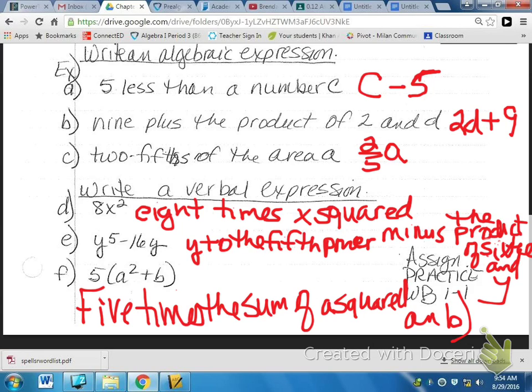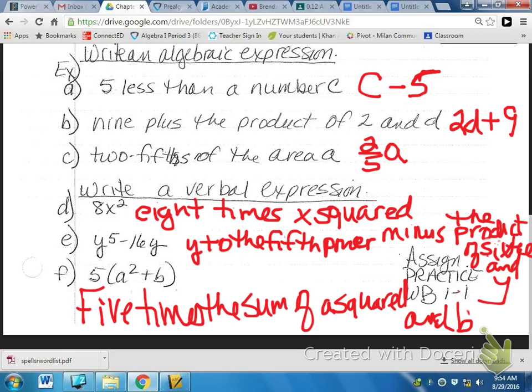Oh, did I actually do that? Yeah, I did. 5 times the sum of a squared and b. Okay, so it's 5 times, and then the sum of, that makes the parentheses go around a to the second, or a squared, and b.